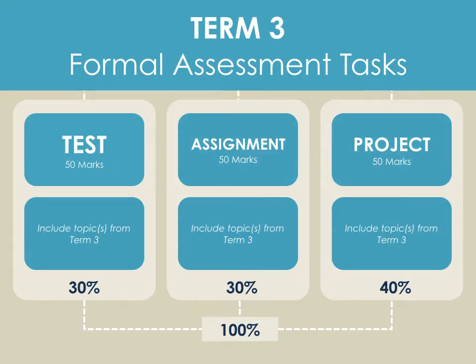Term 3, again, 3 tasks. A test, which weights 30%, an assignment, which also weights 30%, and then the learners do a project in the third term, which weights 40%. All 3 of those making up the term mark, which then gets converted into a code.